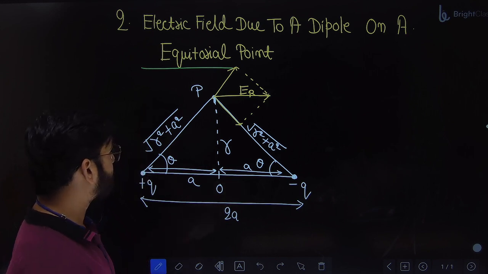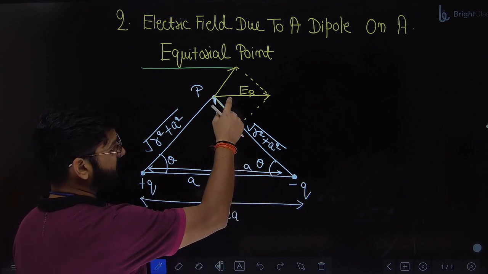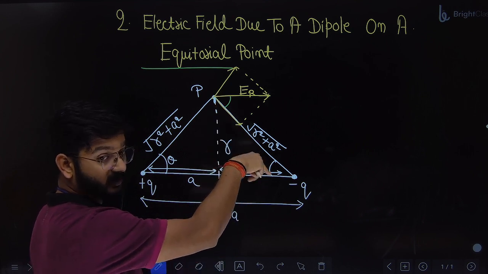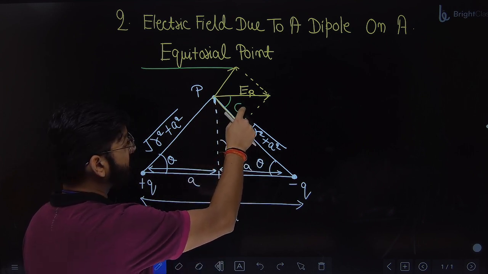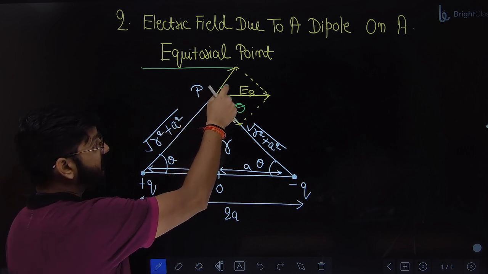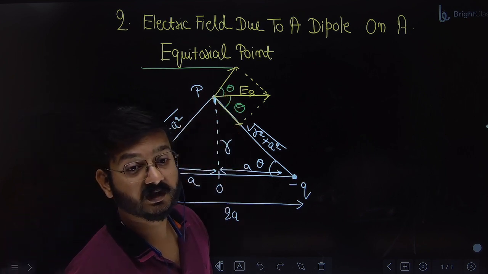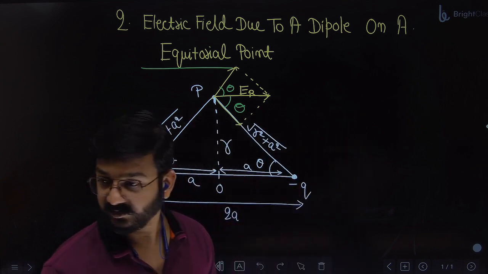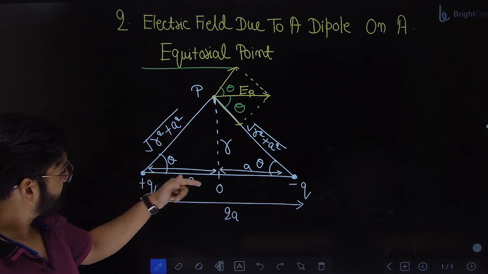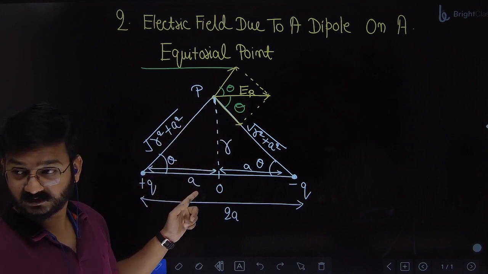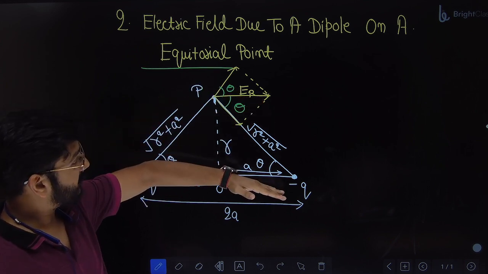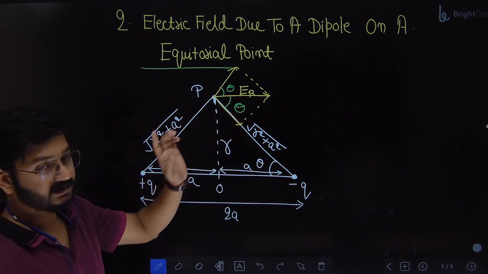So just answer one simple thing. If this is theta, what will be this angle? Theta. Alternate interior angle. If this is theta, what will be this angle? Theta. Which angle? Corresponding angles. If you know, remember corresponding, alternate. So this line and this line are parallel to each other. If this is theta, this should be theta. This line and base are parallel. If this is theta, this will be theta, alternate.